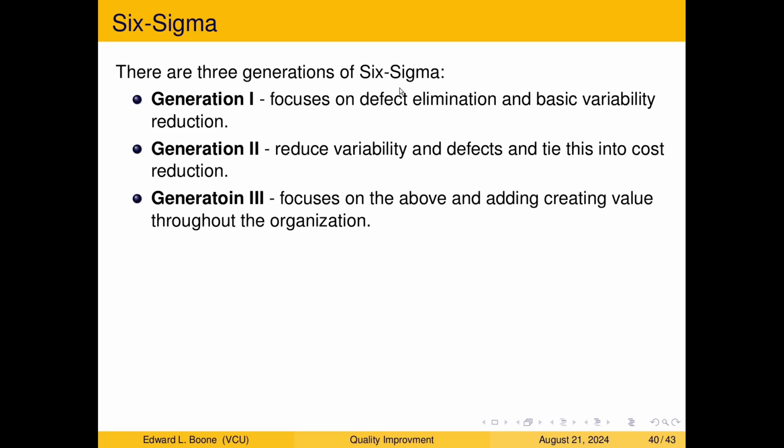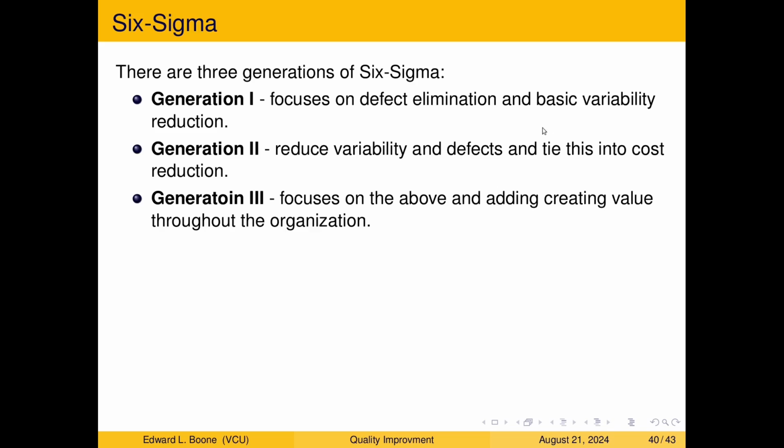Okay, so the very first generation is let's just try to get defects eliminated. We don't want to produce defective items, things that make our customer angry and upset. We want to focus on eliminating the defects and basic variability reduction. We're trying to get whatever our product is to be as consistent as possible. That's all we're going to focus on in generation 1.